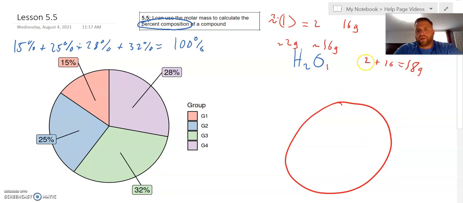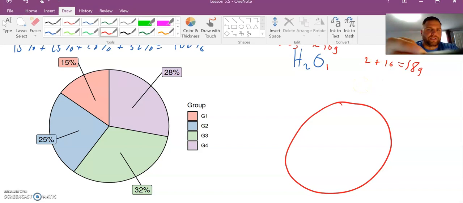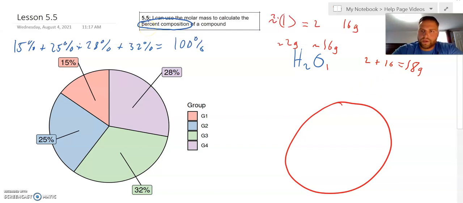And in accordance to what I see here in terms of individual masses, I can divvy up this pie chart. So I know that 2 grams out of 18 is roughly 10%. So we can say that this is roughly 10% hydrogen. And then the rest of this pie chart, 16, is about 90% oxygen.